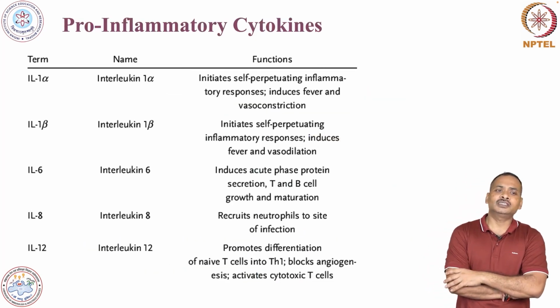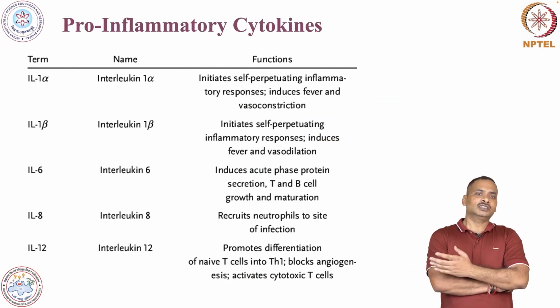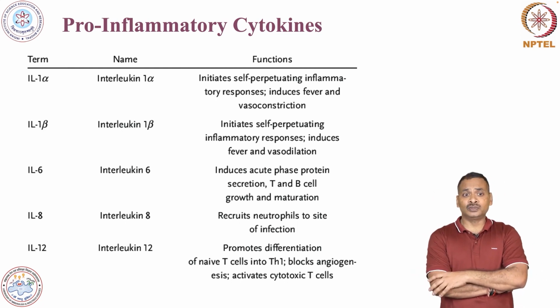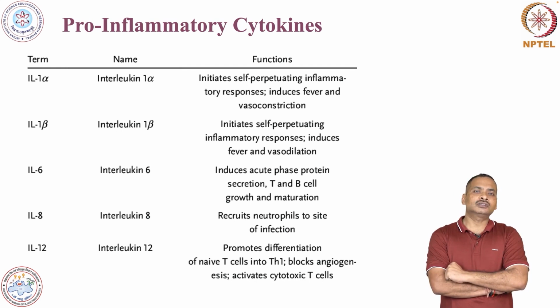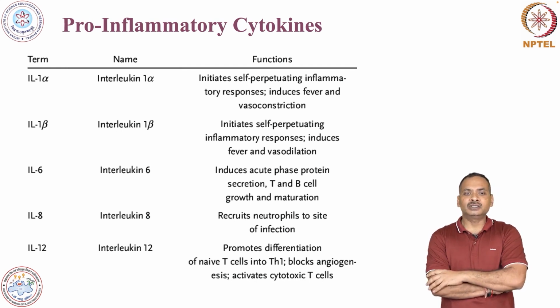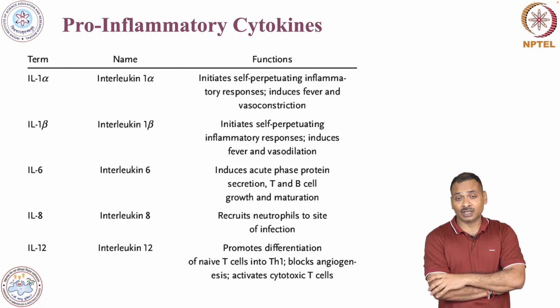So, here you can see there is a list of cytokines, for example, IL-1 alpha. Basically, it initiates self-perpetuating inflammatory responses, and that will also induce fever and vasoconstriction, constriction of blood vessels. IL-1 beta is also causing fever and vasodilation.